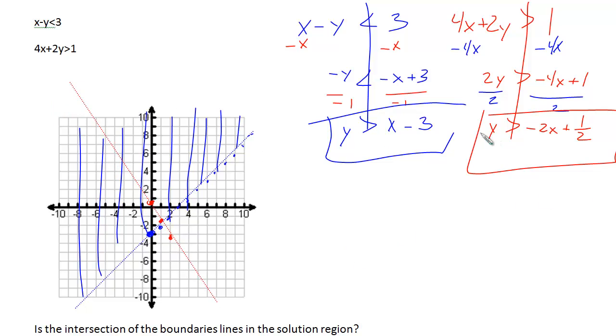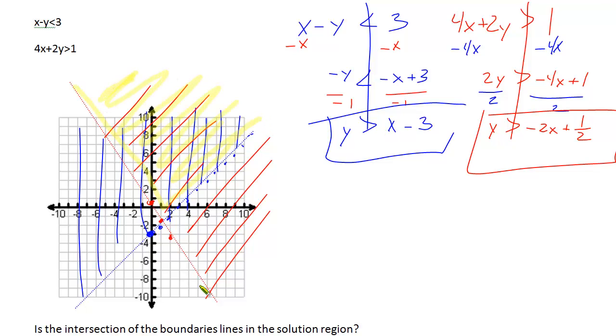And then we'll shade it is greater than, so this also shades above. And the solution here is anything within this overlapping bounded region. Now, same question, is the intersection here part of the solution? And we see we have two lines that are both dotted or dashed because it is not equal to. So if it fell right on this point of intersection, that is not within the solution set. If it fell anywhere right on this line or this line, it is not within the solution set. So the point of intersection is actually not a solution to this system.